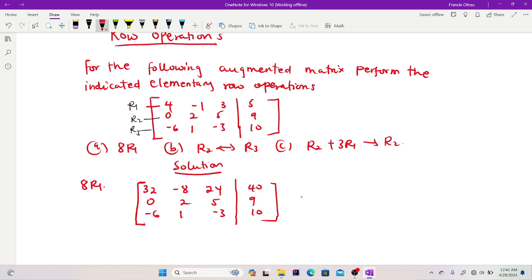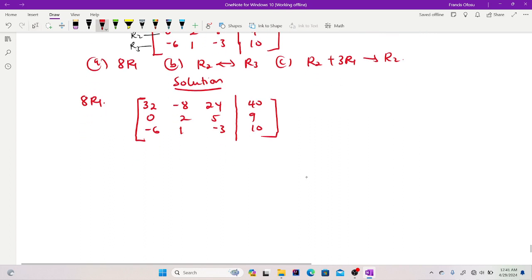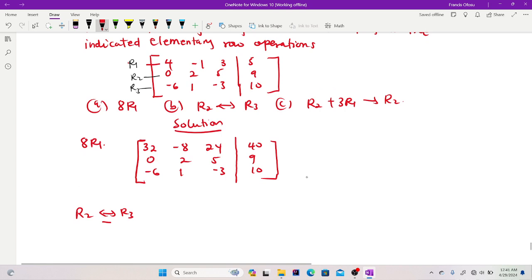Then let's see how we do the second one. R2 switching to R3, right? Whenever you see this symbol as a row operation, all that it means is we should just interchange the position of R2 and R3. So we realize that this is our R2, this is our R3. We only interchange their position.